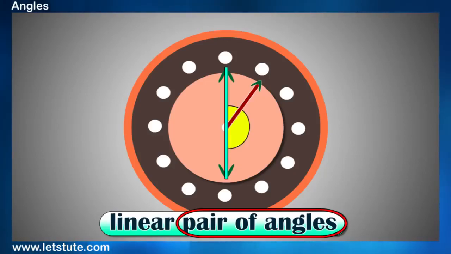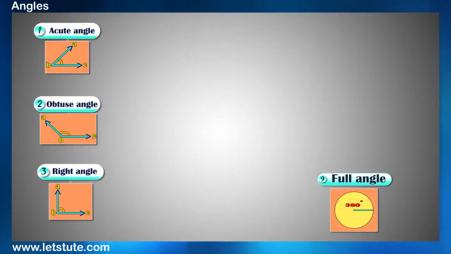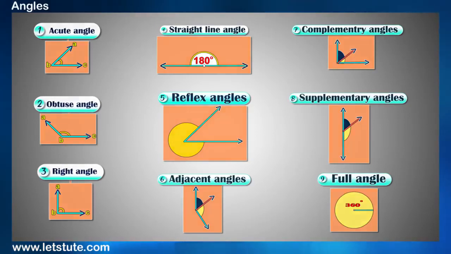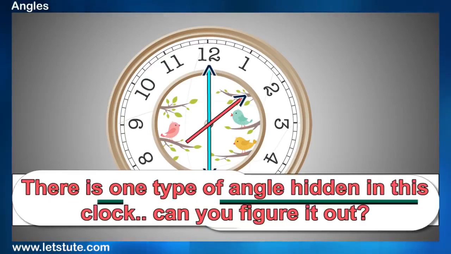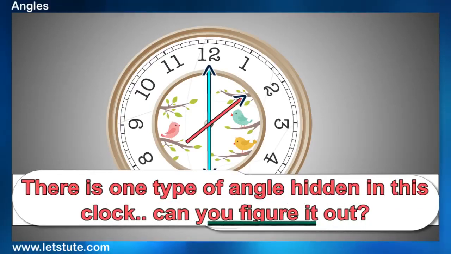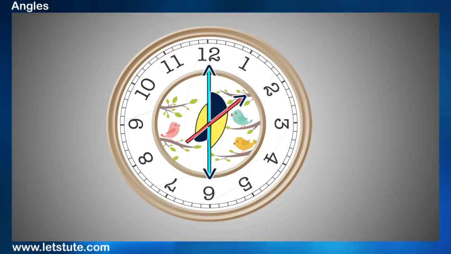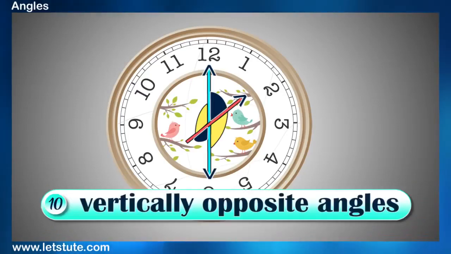Can you believe that till now we have learnt about 9 different types of angles? Let's make a round figure by learning one more type of angle. Well, there is one more type of angle hidden in this clock. Can you figure it out? These angles are called vertically opposite angles. And one of the interesting facts is that vertically opposite angles are always equal.